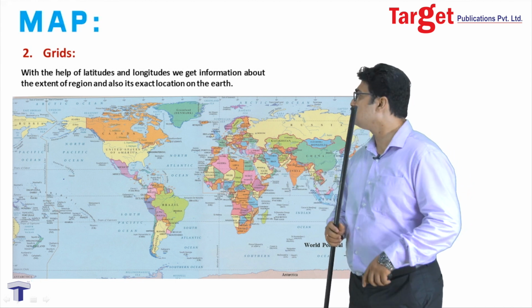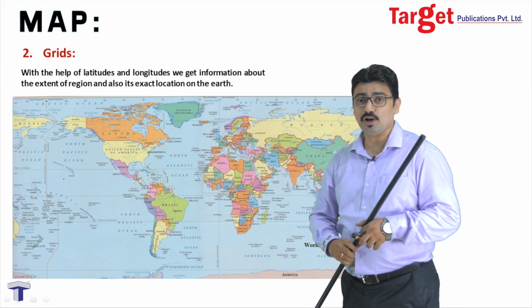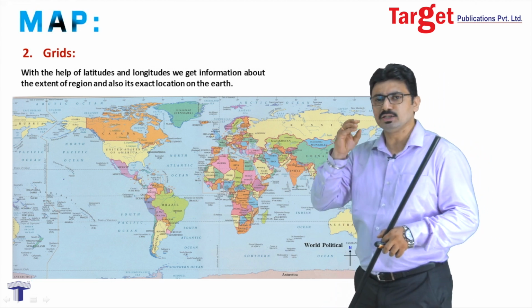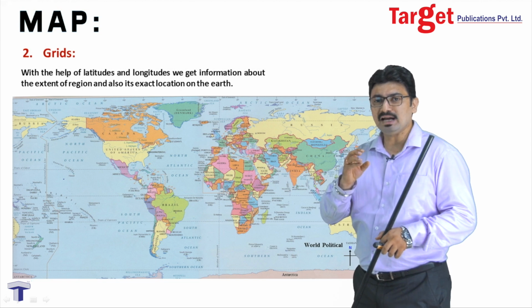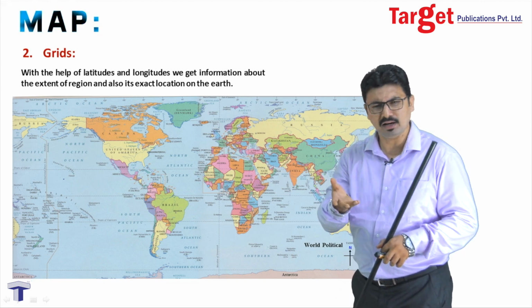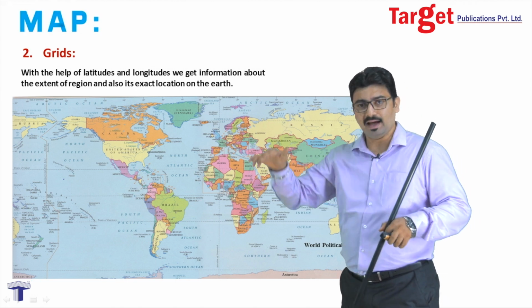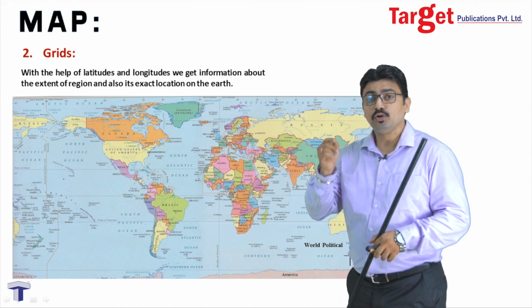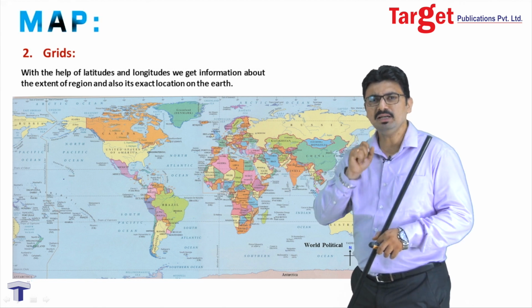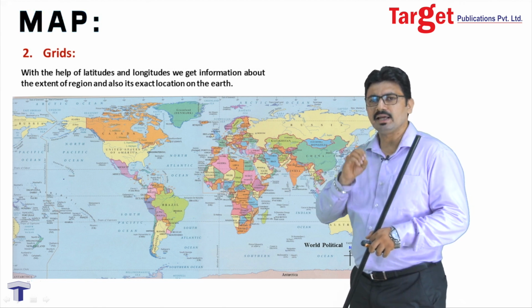Now, after direction, we also see the grids of latitudes and longitudes. As I mentioned, these grids are extremely important to understand the location of a given region or a place or a country with respect to the entire map, or to also understand the extent of the region. What do you mean by extent of a region? Let us take an example.